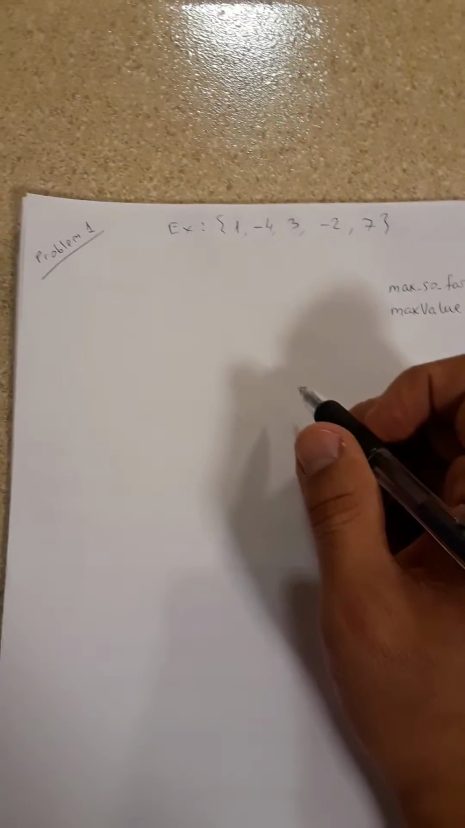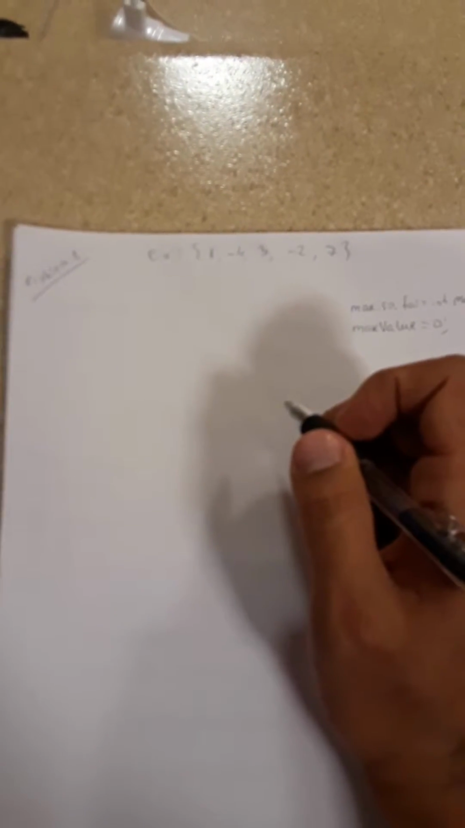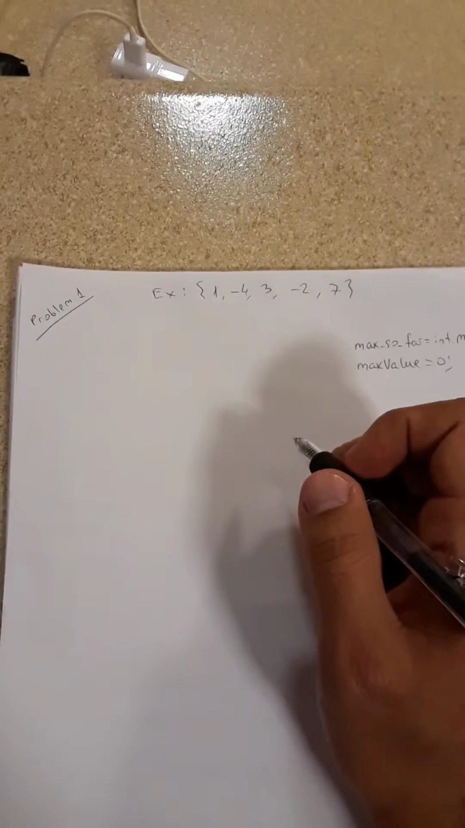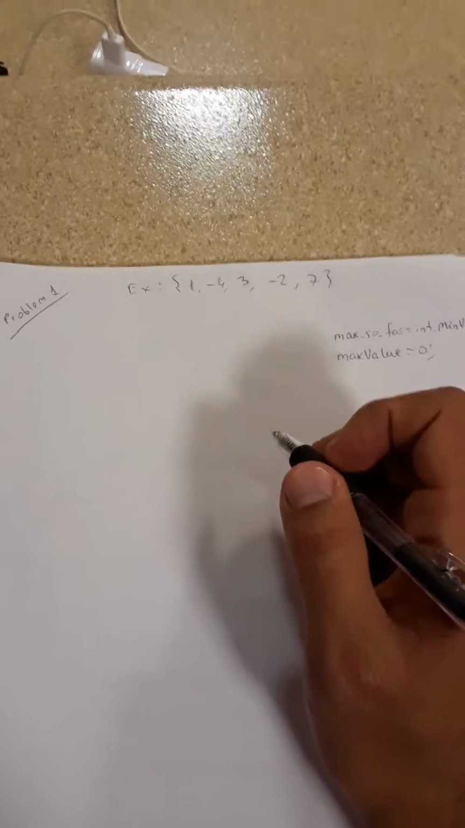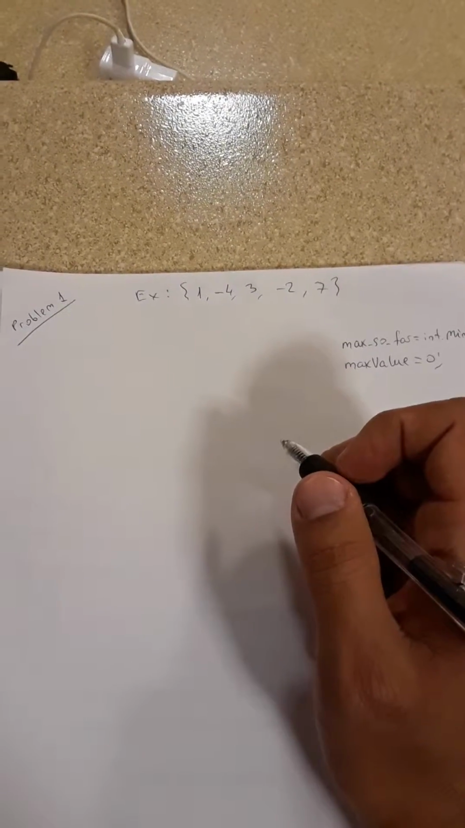Hello everyone, problem number 1. In this problem we are given an array of integers and we have to find the largest sum of elements that are next to each other. So basically it will be the calculation of the largest sum of a contiguous subarray within this array.